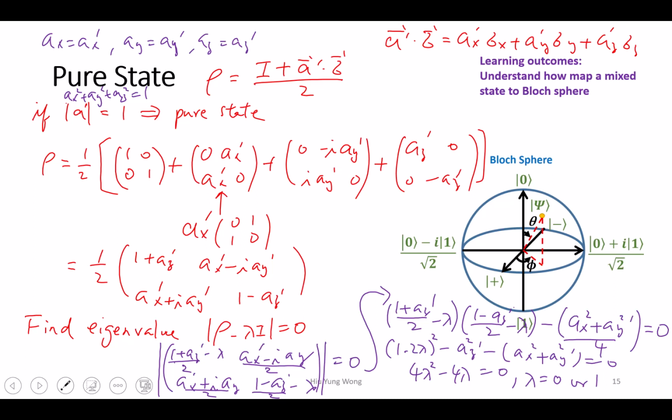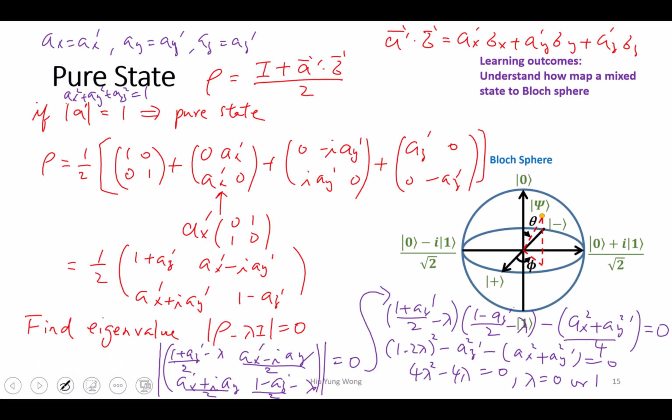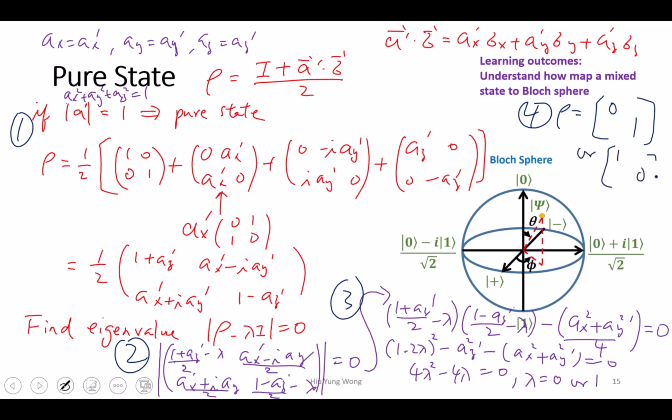So the eigenvalues are 1 or 0, then what does it mean? When I diagonalize it, I get 0 or 1 on the entry. Right? This is a little bit difficult to say. Sorry, it's not clear. 1, 2, 3, and then 4. It means that the matrix, after diagonalized, is either 1, 0, or 0, 1, right?